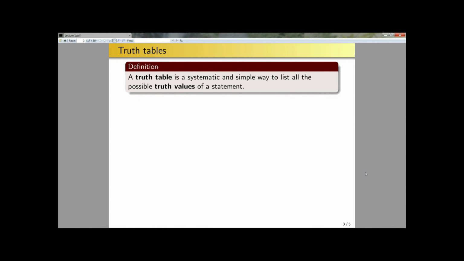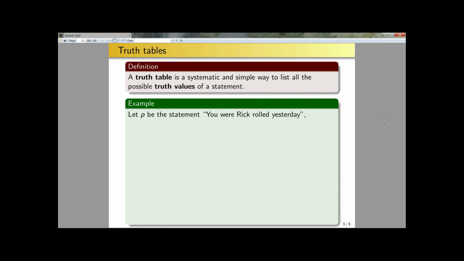Okay, so a truth table. A truth table is a systematic and simple way to list all the possible truth values of a statement. If I have a statement, it could be true or false, depending on the values of one or more variables within the statement. A truth table allows me to build a systematic way of listing all of these possible truth values. So let's look at an example.